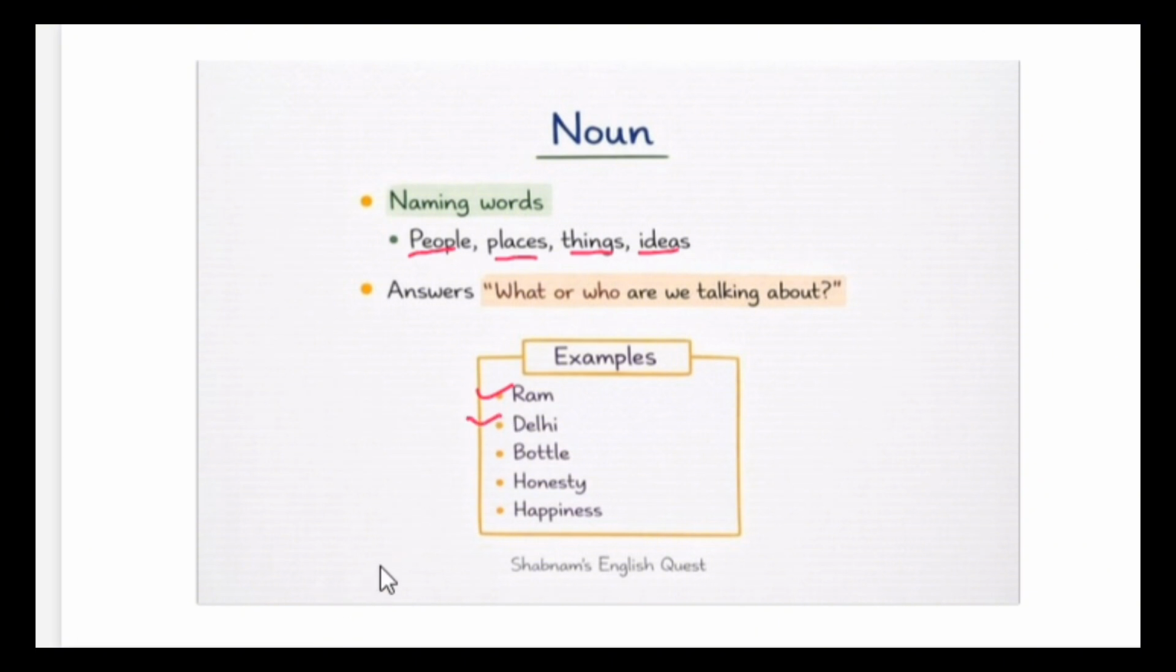Delhi. Delhi is a place, so it is a noun. Similarly, bottle. Bottle is a thing, so it is a noun. Even words like honesty or happiness are nouns.